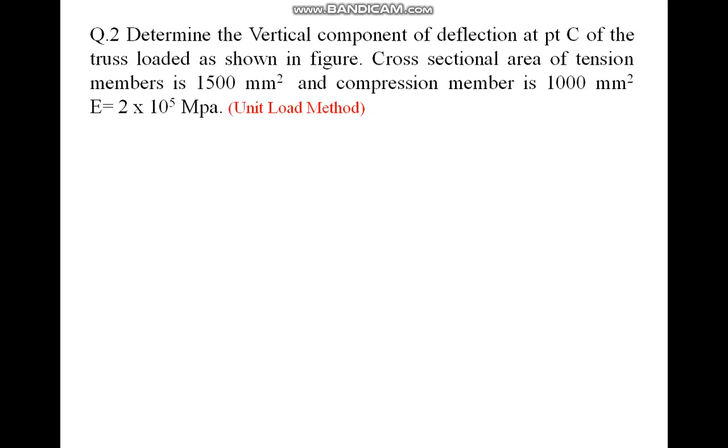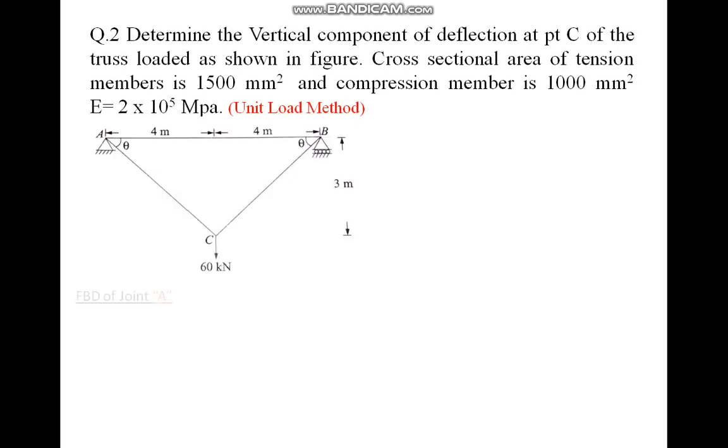Determine the vertical deflection at point C of the truss loaded as shown in the figure. The cross-sectional area of the tension member is 1500 mm², and of the compression member is 1000 mm². E equals 2 × 10^5 megapascals. Use the unit load method. Okay, I'll explain that here. One difference: vertical deflection by the unit load method or the strain energy method.